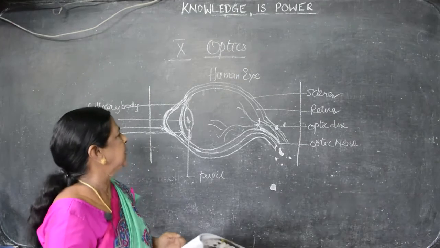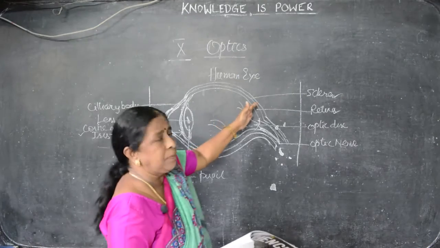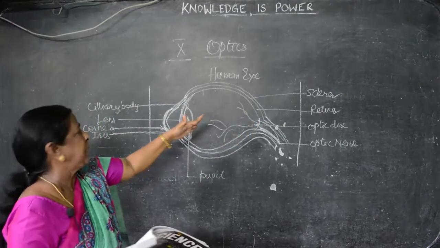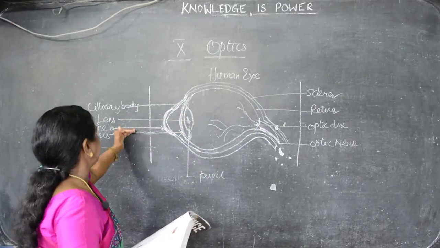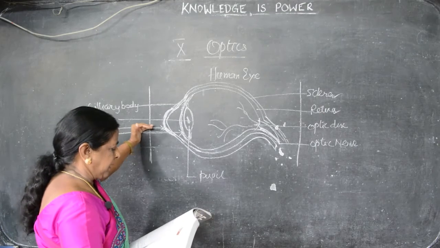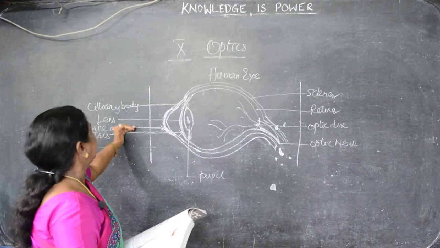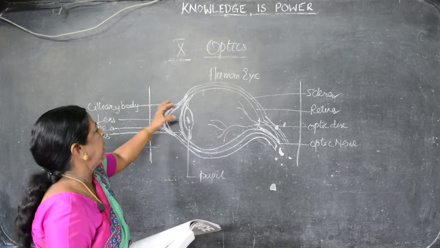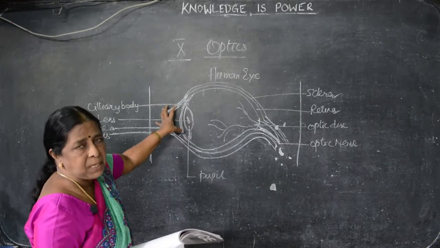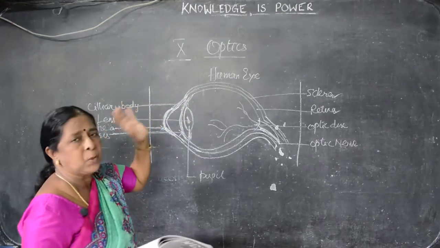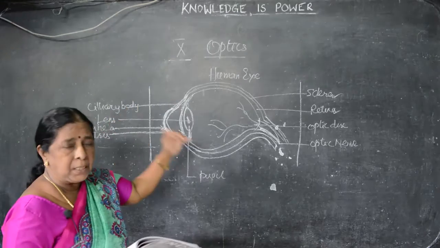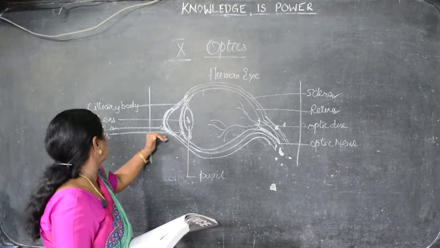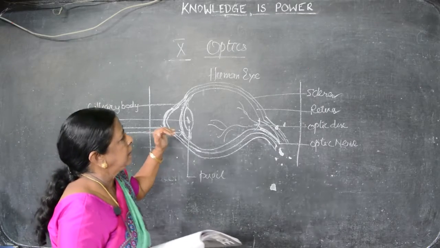So what are the things I said? Sclera, it is the outer tough cover, it protects the inner part of the eye. Next to that, cornea, which is in front of the eye and provides the refraction. Through the lens the light passes, and the ciliary body holds the lens. Because of its relaxing and contracting capacity, you can see nearby objects as well as farther objects. Iris gives the color to the eye.